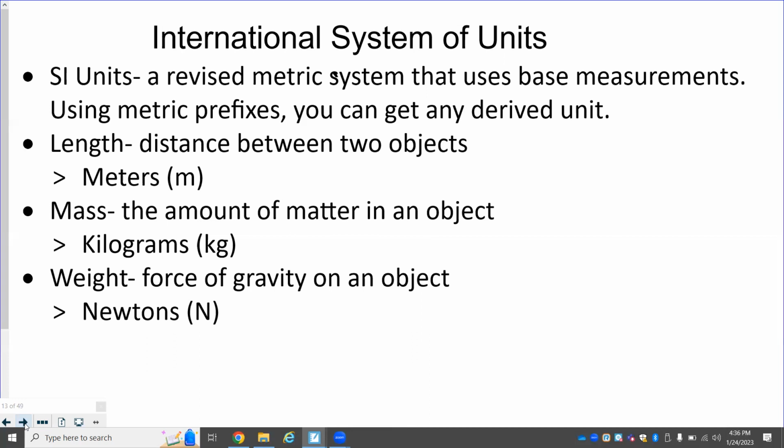Whereas weight is the force of gravity pulling down on an object's mass. So the force of gravity on an object tends to be measured in newtons. We tend to not deal with weight in chemistry. We tend to deal more with mass. Weight tends to be more physics-based and starts dealing with forces as well.